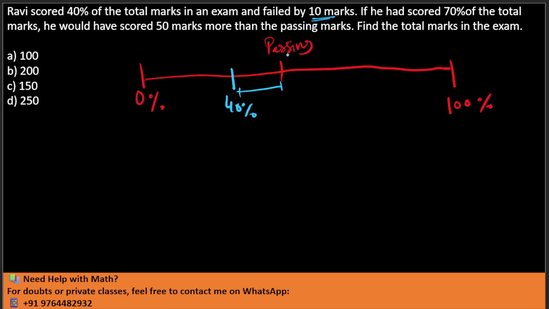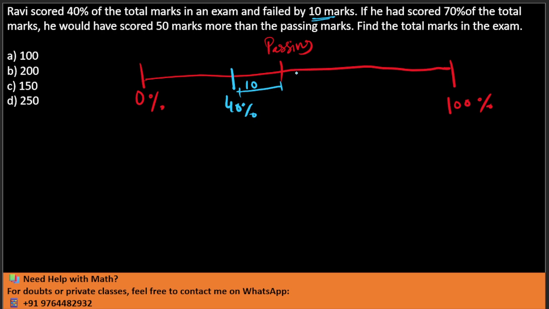If he would have scored 10 marks more, then he would have passed, right? But here he is scoring 10 marks less. That is why he is getting 40% and he failed. So here I am saying it is 10 marks. And if he had scored 70% of the total marks, he would have passed by 50 marks.